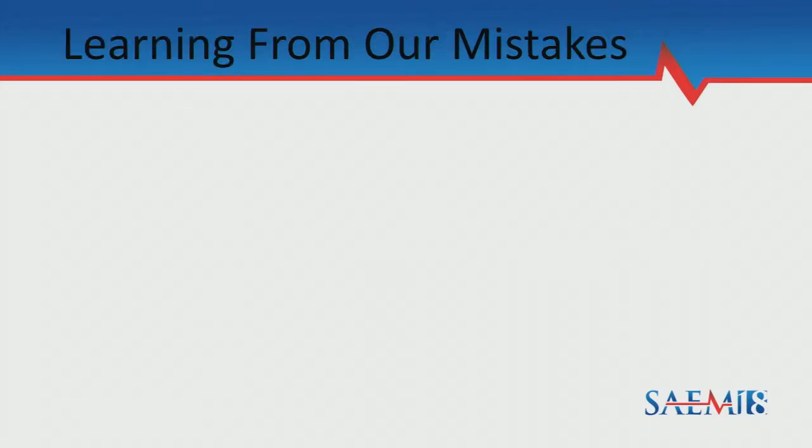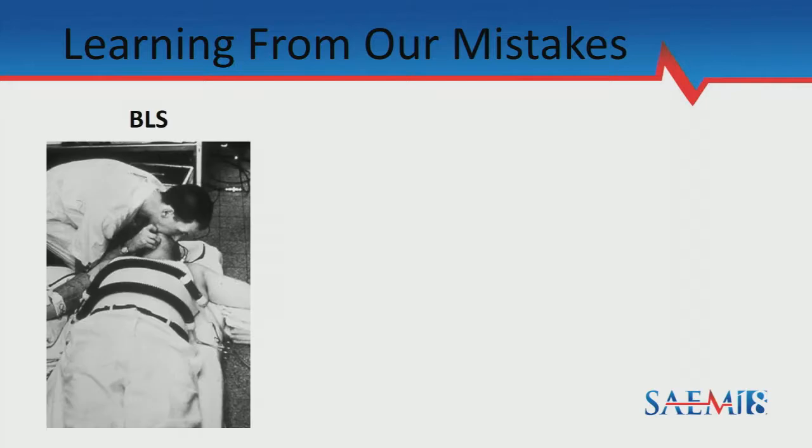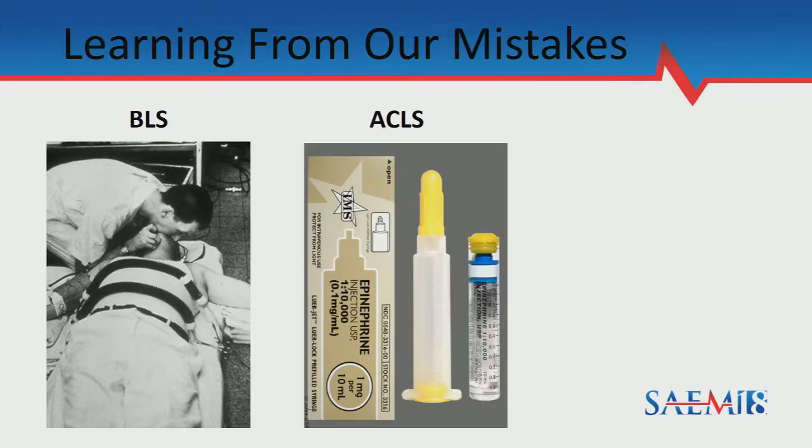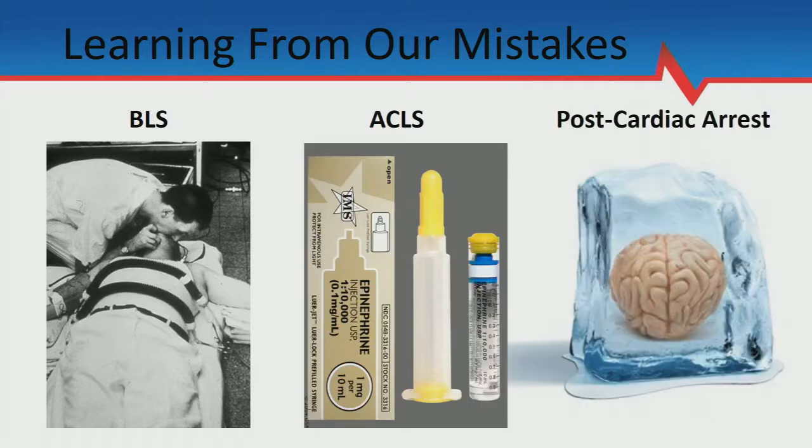So I'm going to give 3 different examples from 3 different parts of resuscitation. So we're going to talk a little bit about BLS and mouth-to-mouth ventilation. We're going to talk in ACLS about epinephrine. And then we're going to talk in post-arrest care a little bit about therapeutic hypothermia.